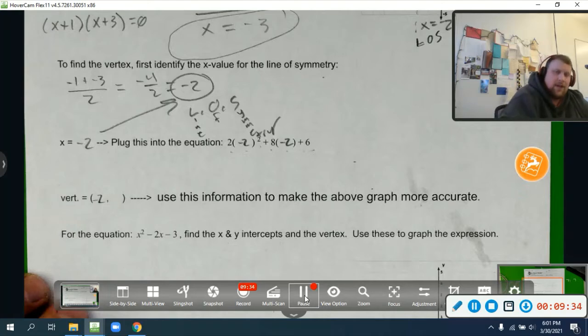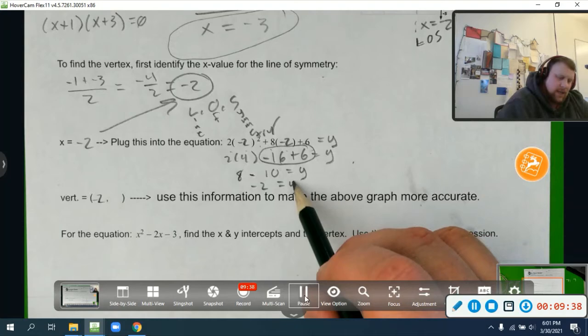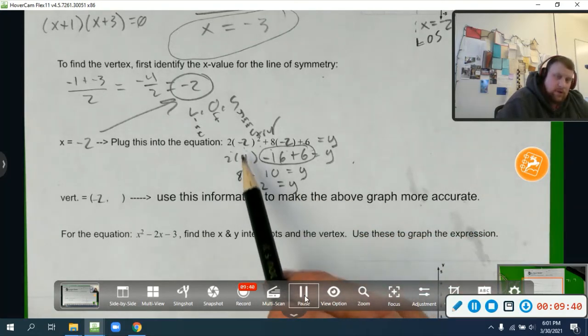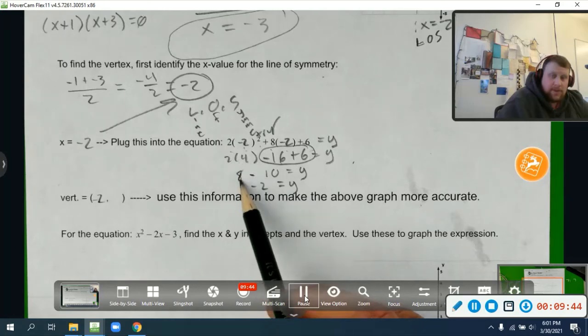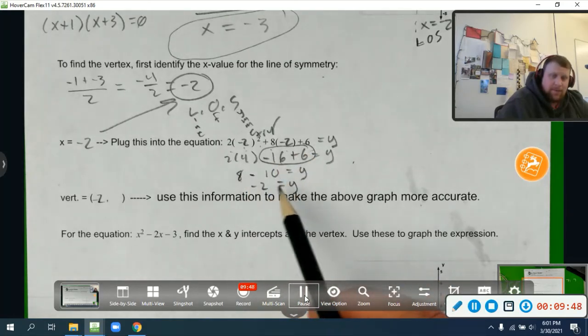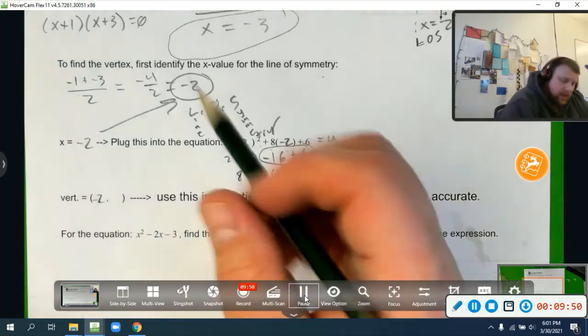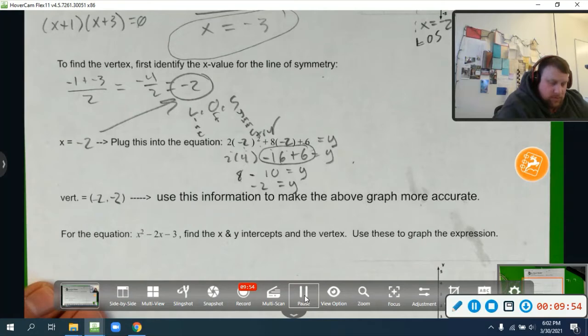Okay, check it out. Here we go. Boom, y equals -2. Because (-2)² is +4, right? Because that negative's in the parentheses. And then 2 times 4 is 8. I combine my -16 and 6 to get -10, and boom, -2 equals y. So now we know the vertex is at (-2, -2).